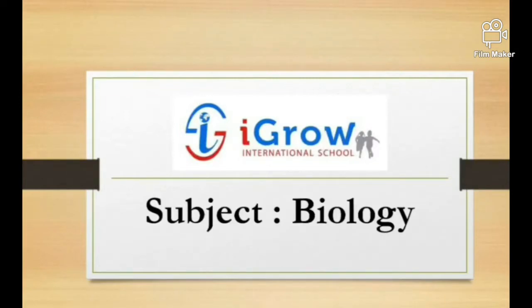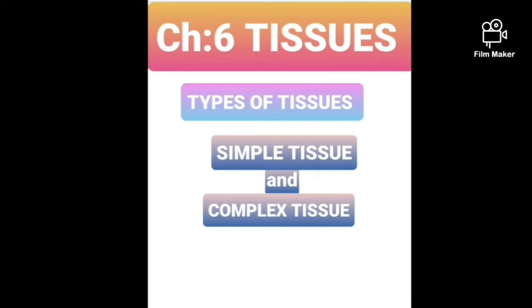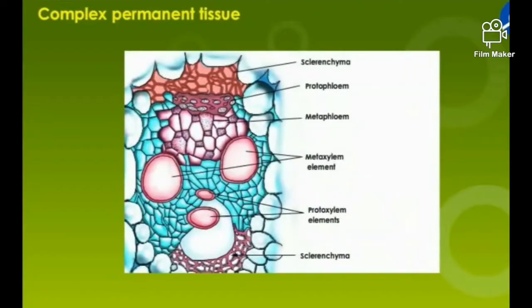Yes, students. Now let us learn complex permanent tissue. In complex tissue, more than one type of cells work together as a single unit. These cells consist of thick wall or thin wall, living or non-living cells.